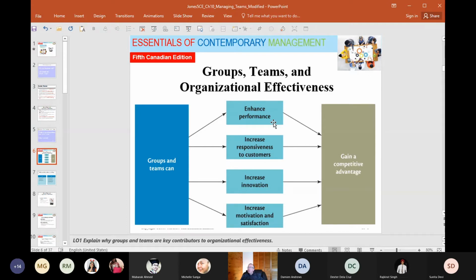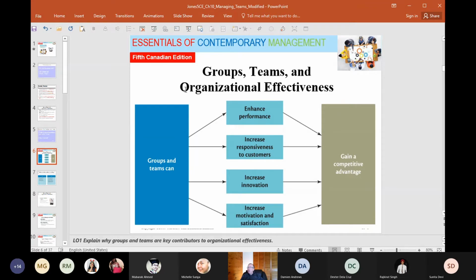So it is efficient because groupwork, teamwork enhances the performance considering a person individually. So that allows the organization to gain a competitive advantage. Remember that in our strategic mindset, the idea is that a company can only be competitive if it has a competitive advantage over its competitors in the marketplace.